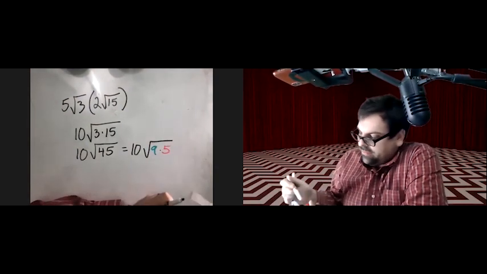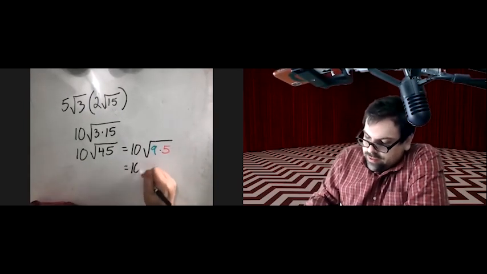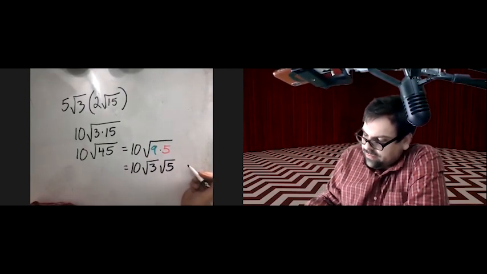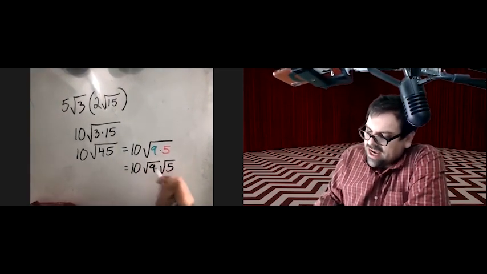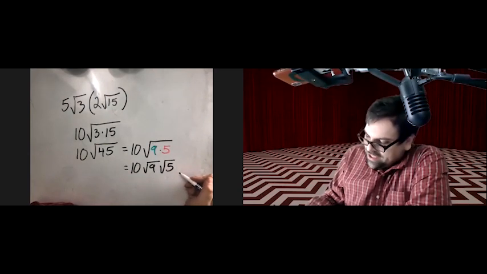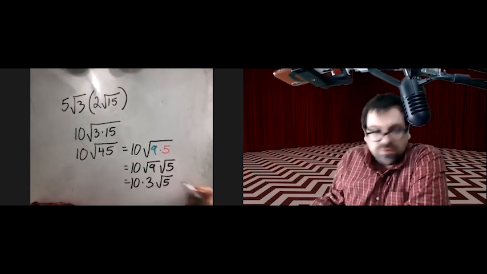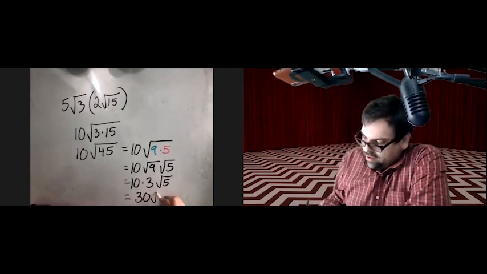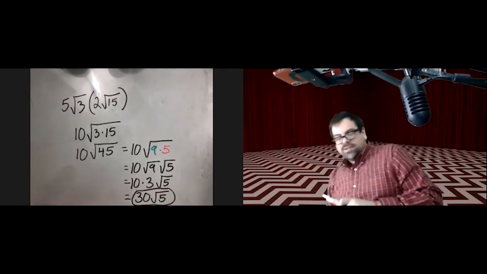45 is 9 times 5. So 10 times radical 9 times radical 5, or sorry, 10, I got ahead of myself. 10 times radical 9 times radical 5 is 10 times 3 times radical 5, which is 30 radical 5. So 30 radical 5 is the final answer there.